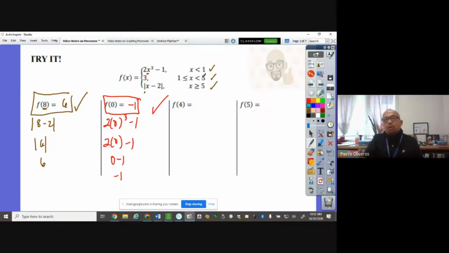F of 4, 4 is between 1 to 5. So I'm going to plug in 4 to the x here. But do you see an x here? No. So the answer is just going to be 3. Kaboom.